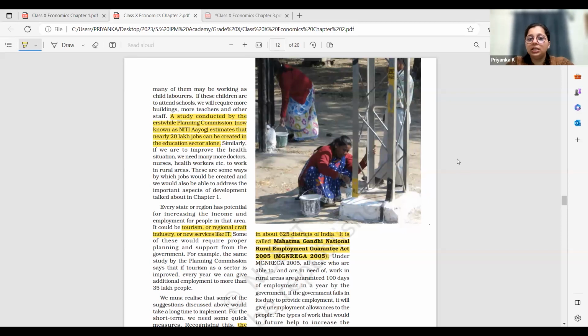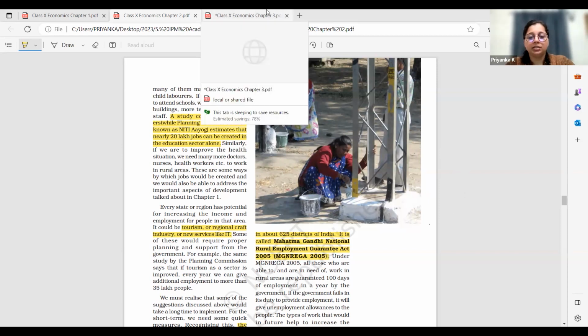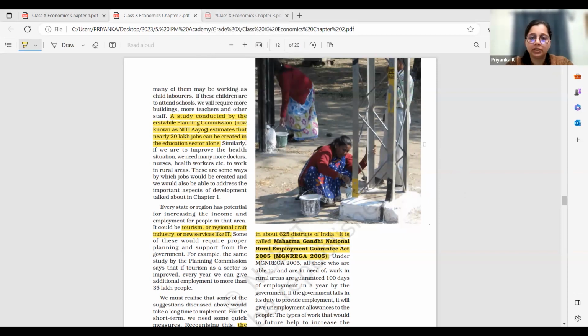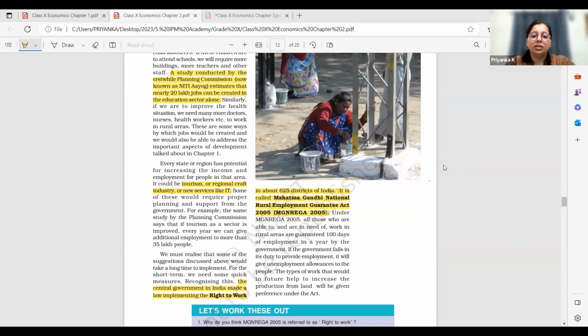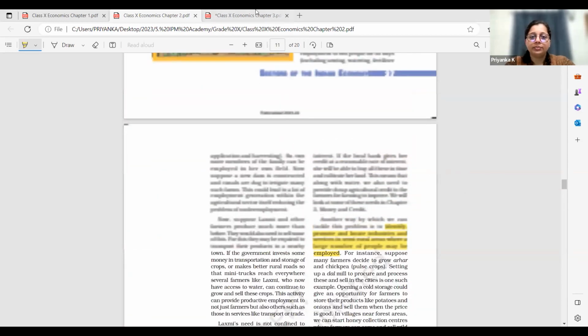So with this, we come to the end of this chapter. I hope it's clear. And there is one more chapter. I'll be discussing three chapters today. So there is one more chapter, on money and credit. I hope the first and second chapters have been clear. So, getting into the third chapter, which is about money and credit.